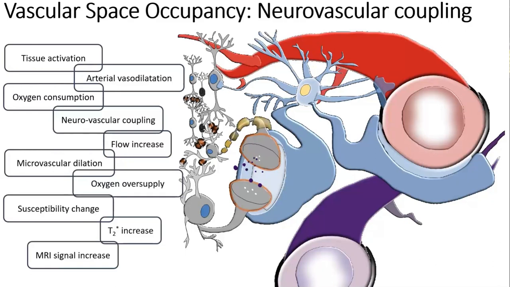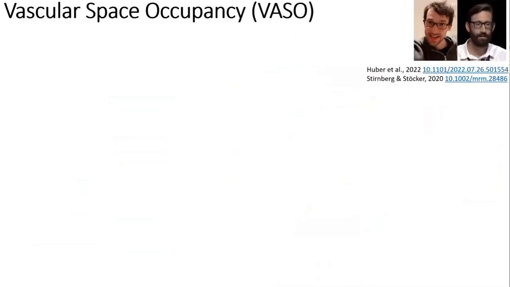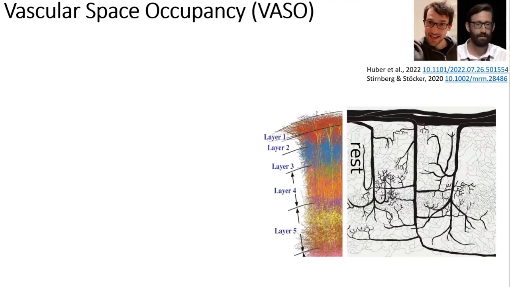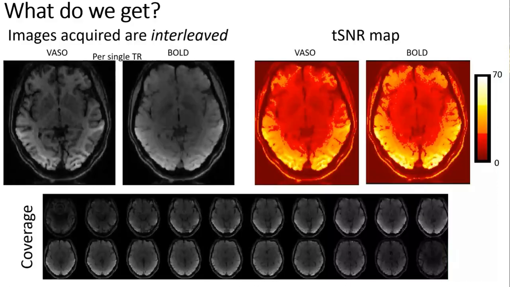So to try and make up for this problem, we decided to use vascular space occupancy, or VASO. I have to highlight that this study was done at 3 Tesla in York. The actual sequence was developed and implemented by Renzo Huber and Rudi Sternberg. And the reason why we decided to use vascular space occupancy is that, first of all, it provides both BOLD images.